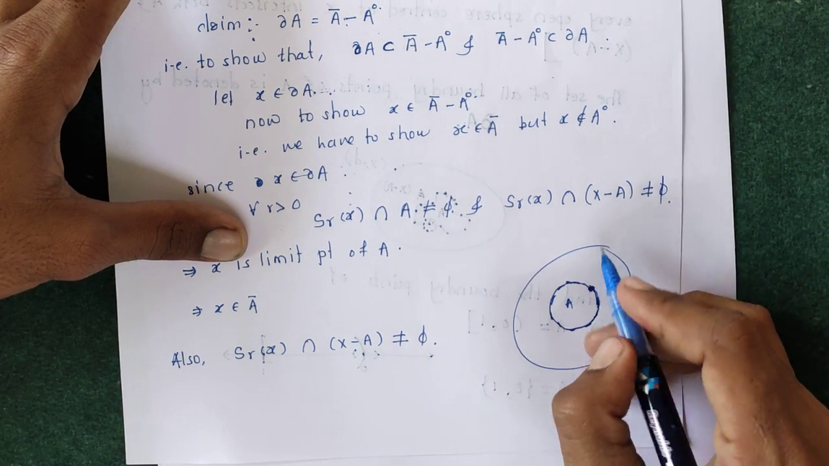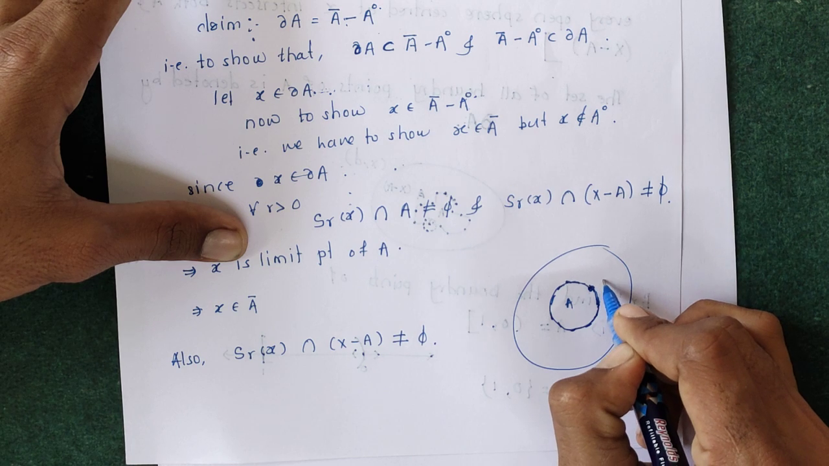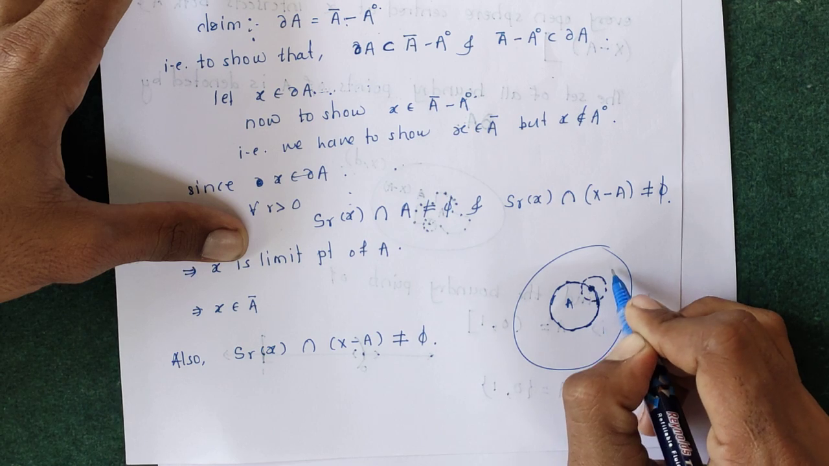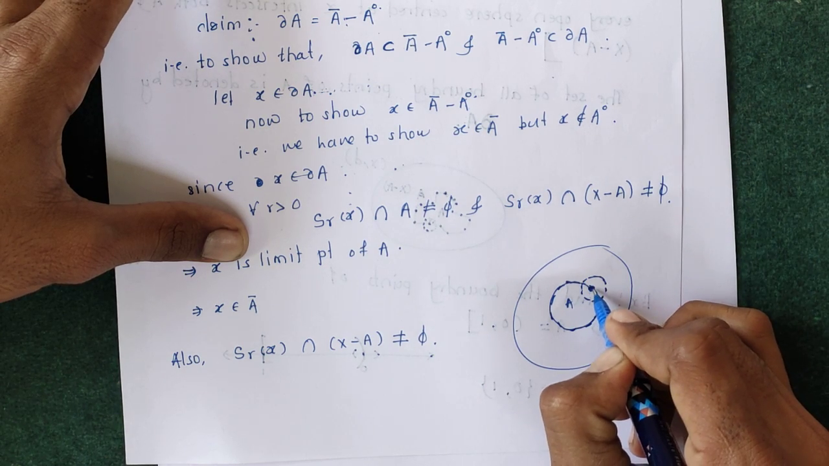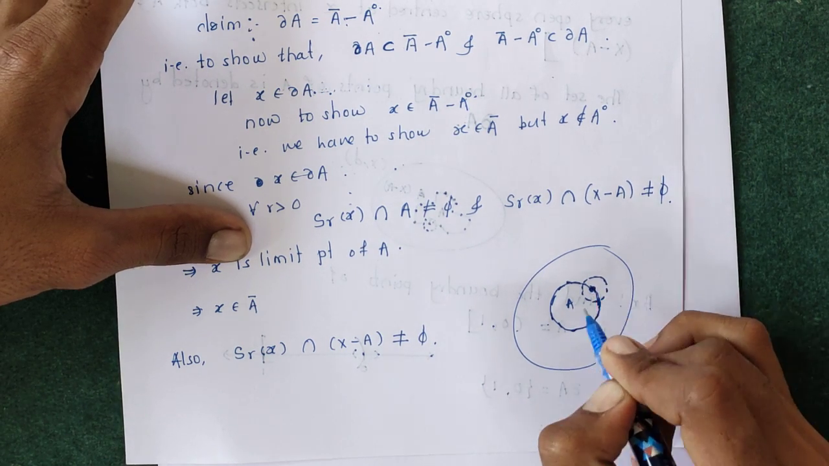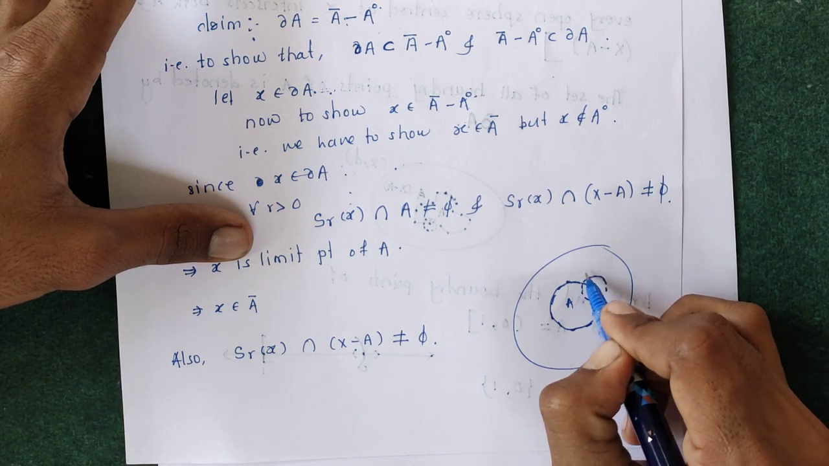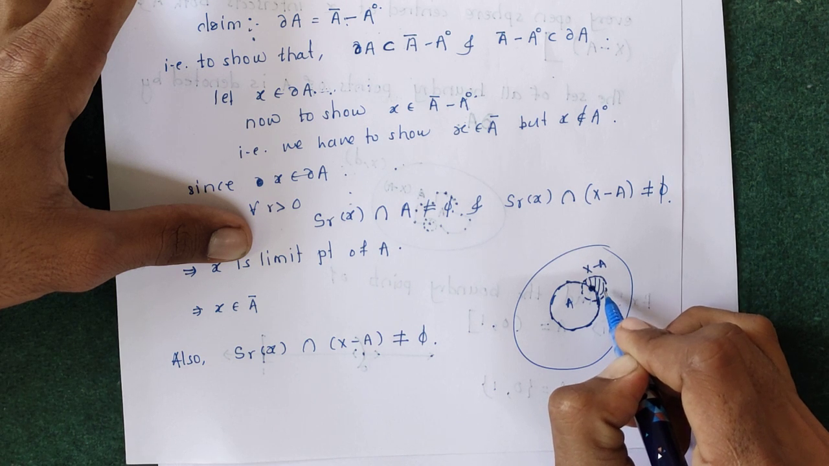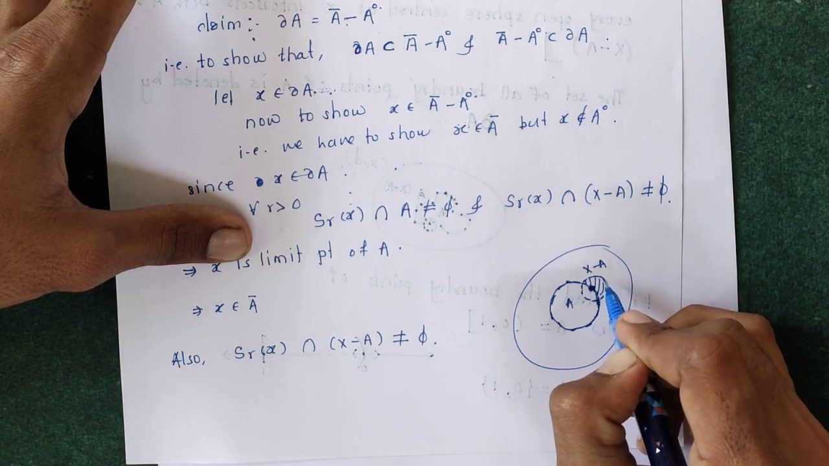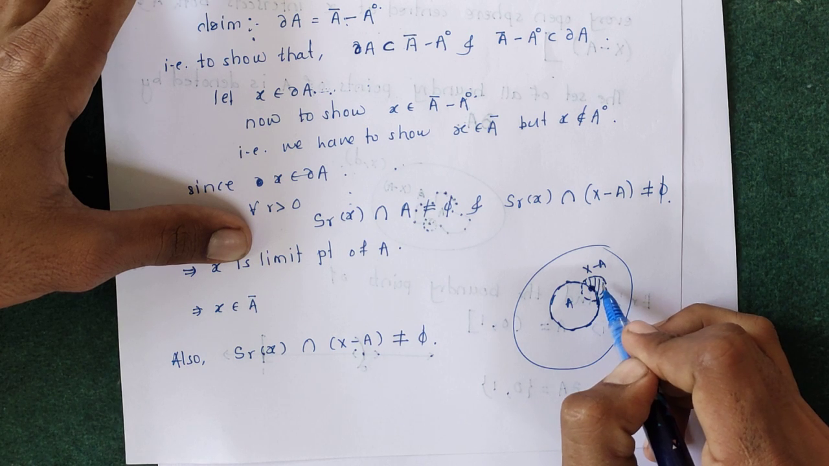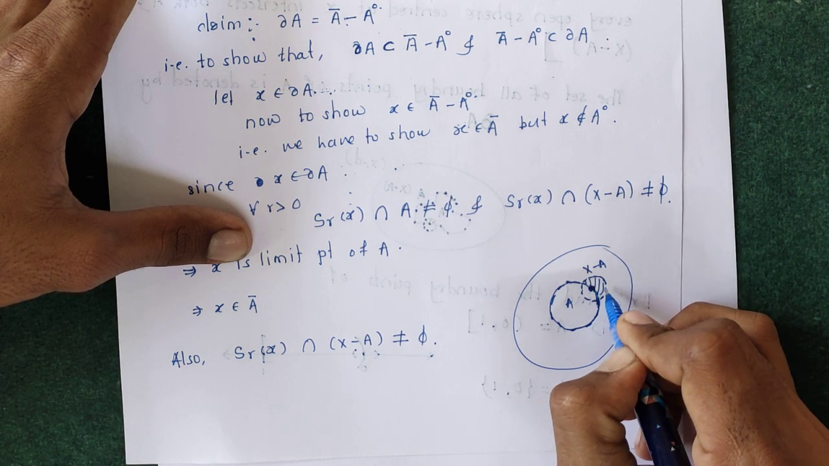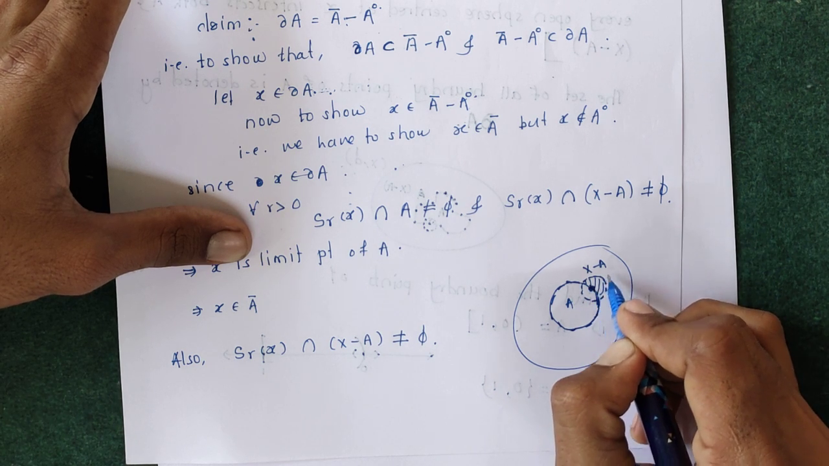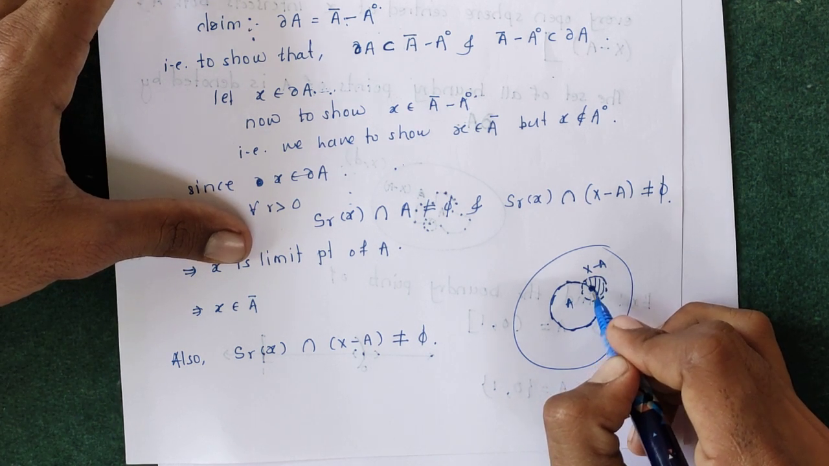we take this as the center and draw the open sphere. Then this open sphere intersects A as well as X minus A. Now clearly we can say that x is a limit point, but this open sphere also intersects X minus A. Here is the intersection, all these elements are from the intersection of that open sphere and X minus A. As this open sphere intersects X minus A, this open sphere does not totally lie in A. This open sphere lies outside of A.